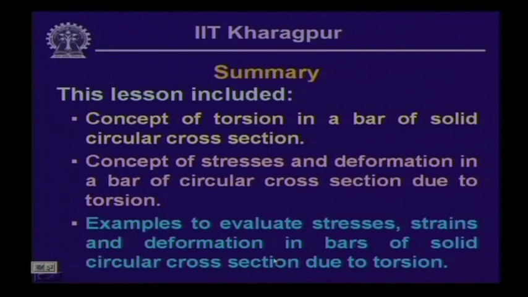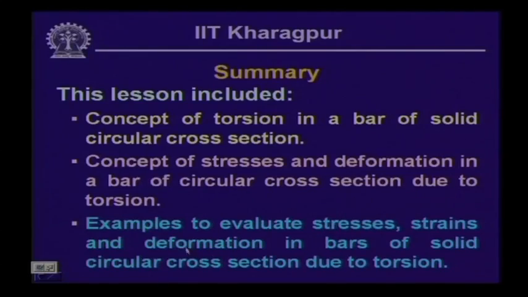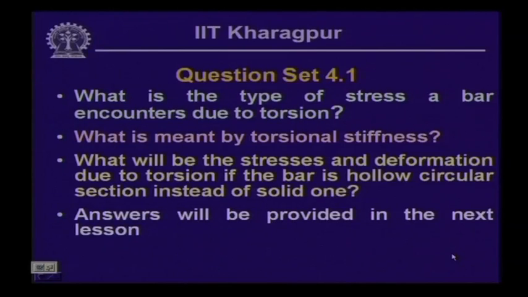Well, now to summarize, in this particular lesson we have looked into the concept of torsion in a bar of solid circular cross section. Here we have taken a bar, the cross section of which is circular and solid, there is no hollowness in such a bar, and if this kind of bar is subjected to a twisting moment, then what is the consequence, what are the stresses and what deformations occur in such bars, that is what we have looked into. And then the concept of stresses and deformation in a bar of circular cross section due to torsion, and we have looked into some examples to evaluate stresses, strain and deformation in bars of solid circular cross section due to such torsions. Now, we have some questions set for you.